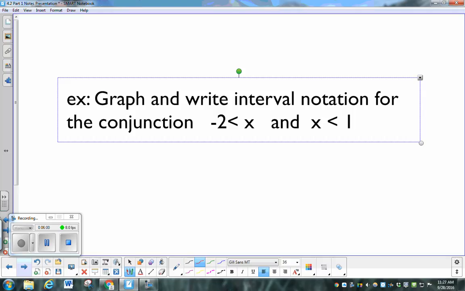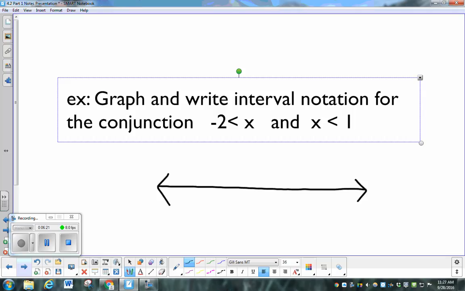It says graph and write interval notation for this conjunction. X is greater than -2 and x has to be less than 1. When we graph these, I would highly recommend you get a highlighter. If you do not have a highlighter, I would maybe recommend going and trying to find one right now.